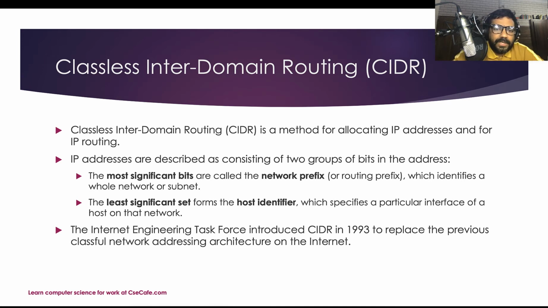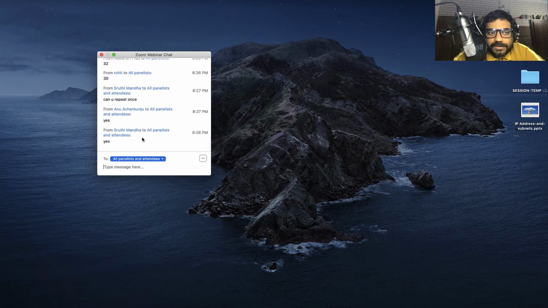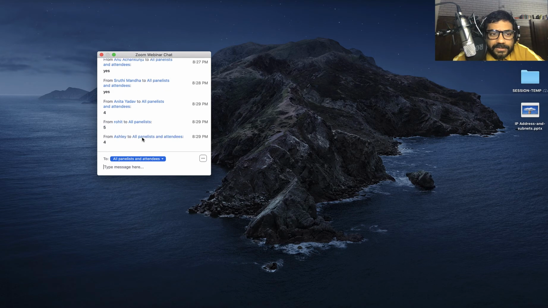Okay, so if you have only 2 host identifier bits, as in this case, how many IP addresses can I have? If I have just 2 host identifier bits, how many IP addresses can I make with that? Can somebody at least make a guess if I have only 2 host identifier bits? Okay, Anida has mentioned 4. So the answer is 4.